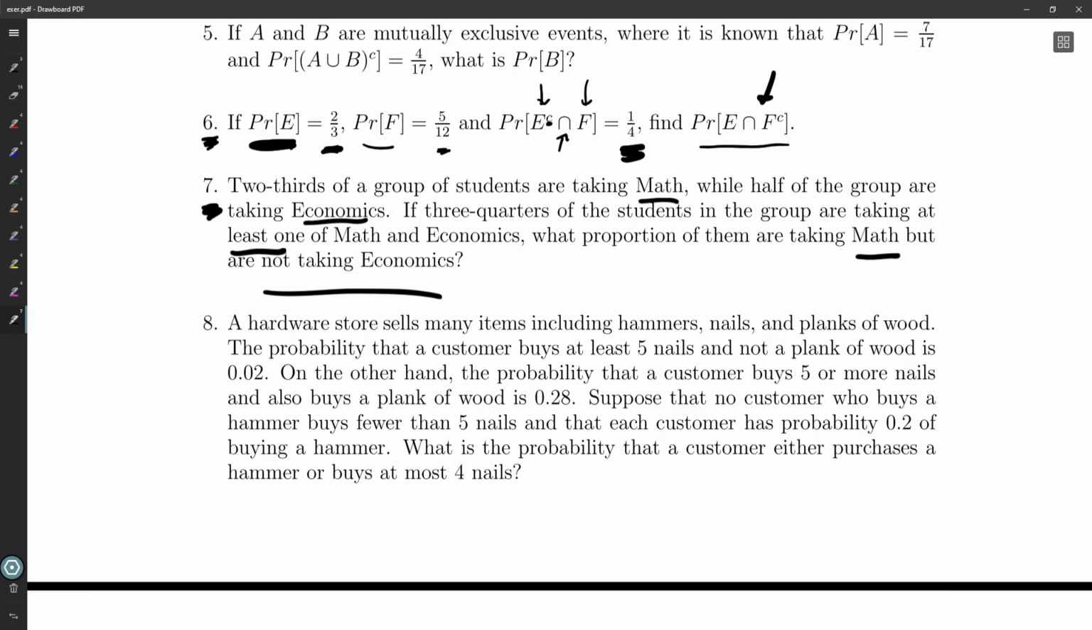So this reminds us a little bit of some of the word problems we've seen in the past, but those were counting word problems. This is a probability word problem, or in this case, I guess they're saying proportion. Okay. So what do we know? Well, let's make some names for our sets.